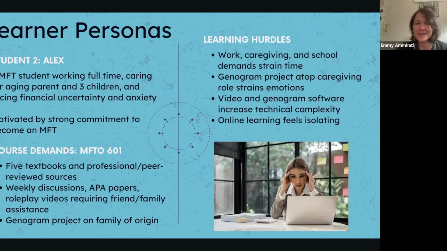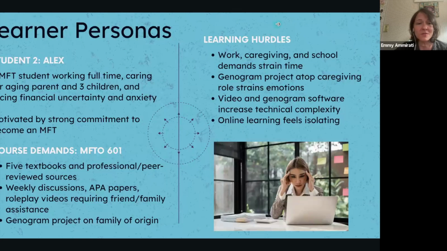Next, recording role plays and using the software to make the genogram adds technological challenges just on top of the basic academic tasks. So for Alex, the flexibility of online learning is also great because they can fit school around family and work. But in this context, limited interaction with professors and even with their cohort can increase their sense of isolation as they're trying to learn and build their professional identity.